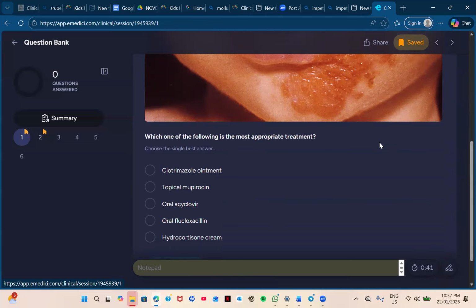So, what's the treatment? Quickly type in the chat because we don't have much time. We have a lot to cover. So, tell me. Type your answers in the chat.